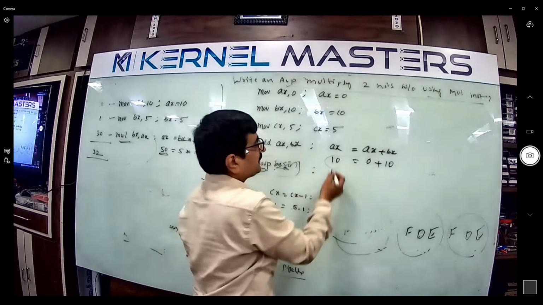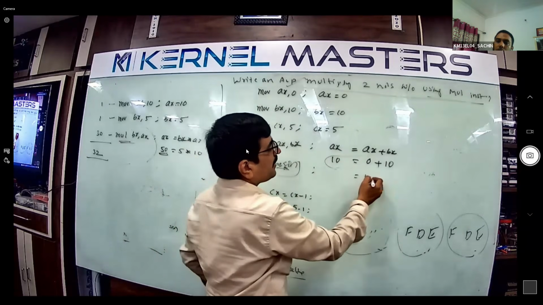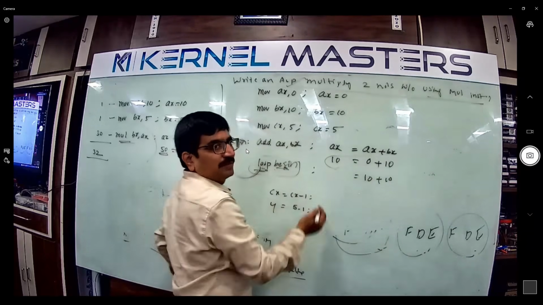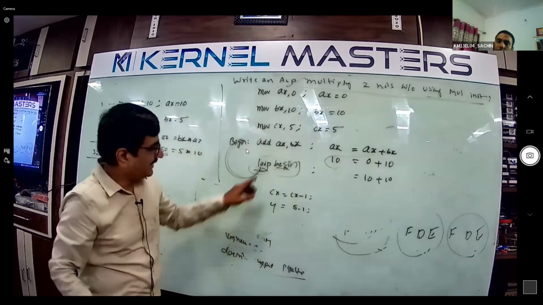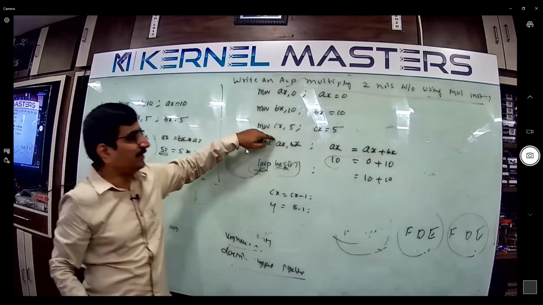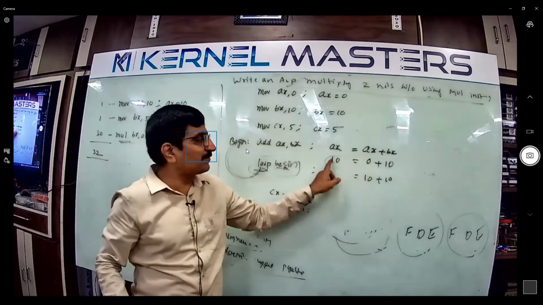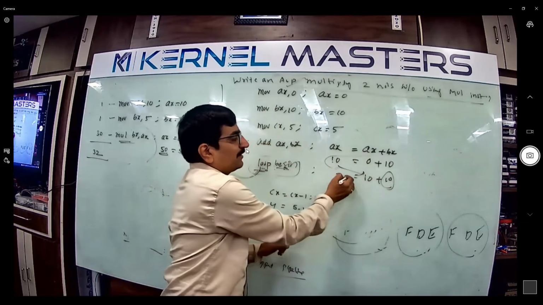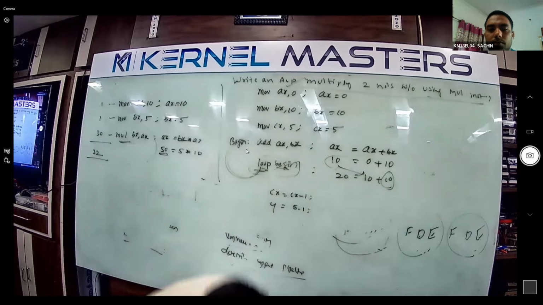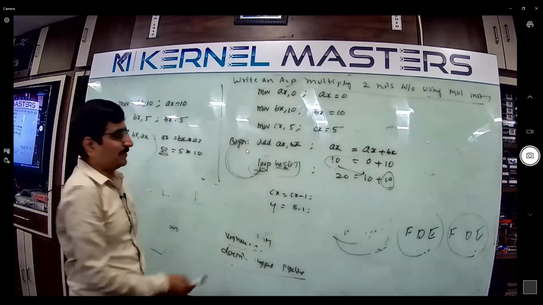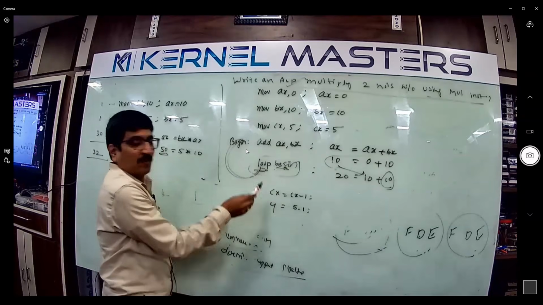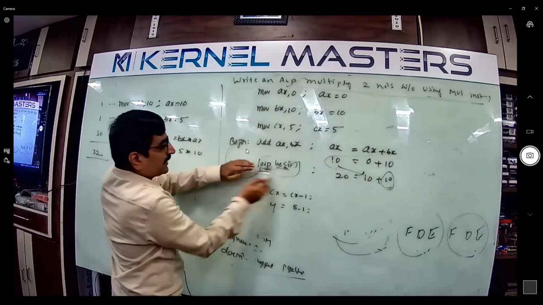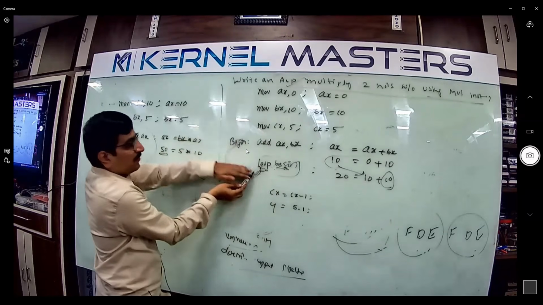In the next iteration, what is the AX value? 10. This is the second iteration now. People understood? The loop began, coming here on the next iteration. What was the previous value of AX? 10. BX value is 10 only. So the next one is 20. The meaning of loop begin is that the program comes back to here.